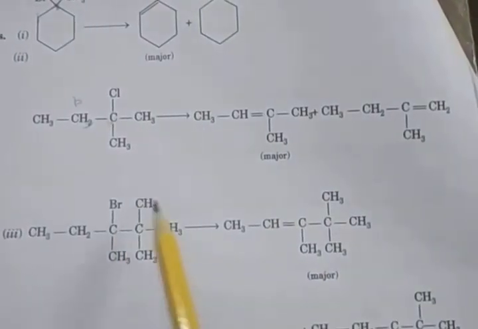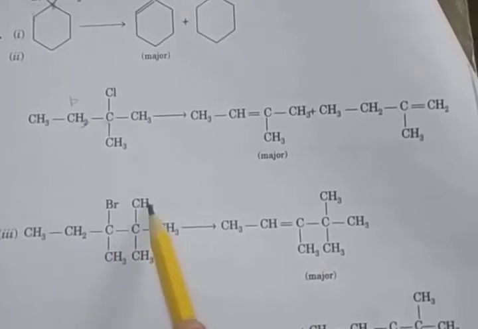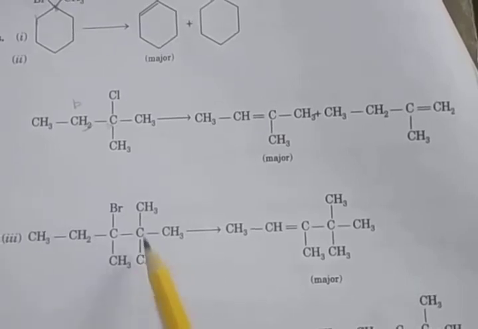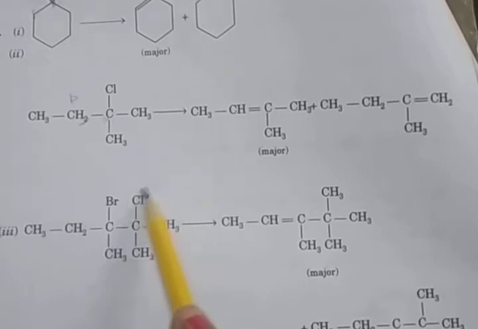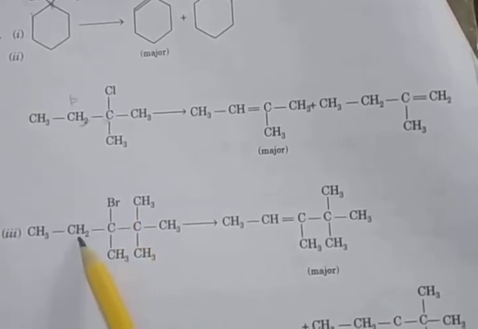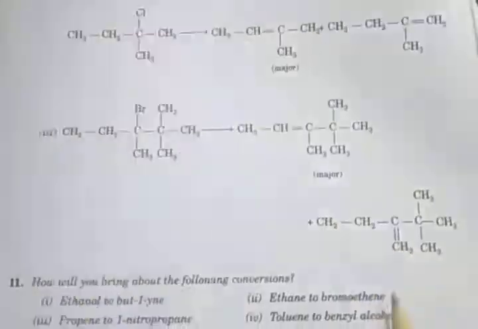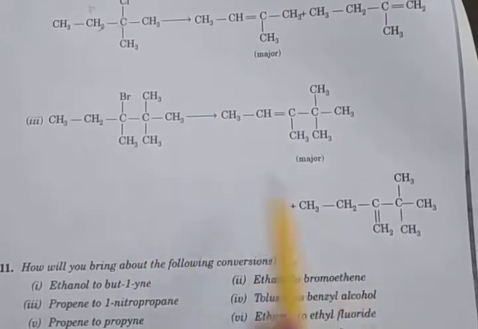Then this compound given is 3-bromo-2,2,3-trimethylpentane. Which compound is formed? This side. Clear? Because here all similar atoms are attached to the carbon, Br is attached to this carbon and hydrogen on the neighbouring carbon, so HBr is removed and a double bond is formed. This is the major product and this compound is the minor one.